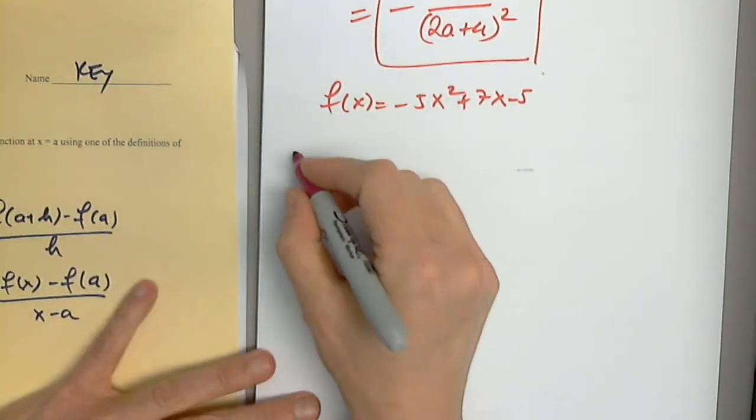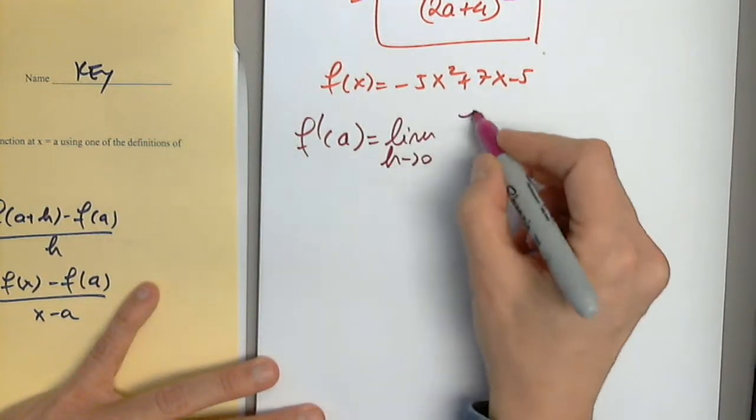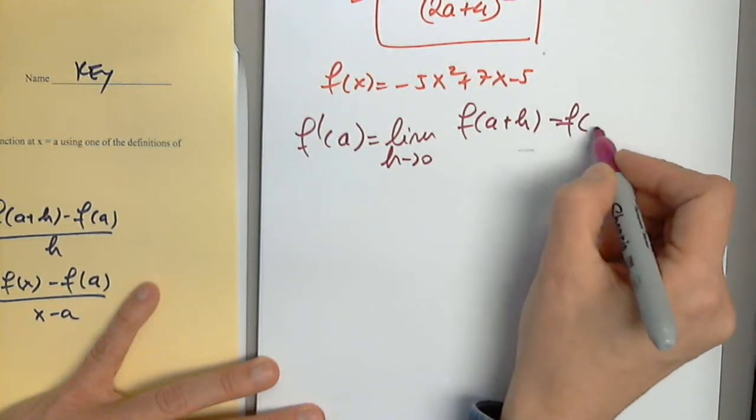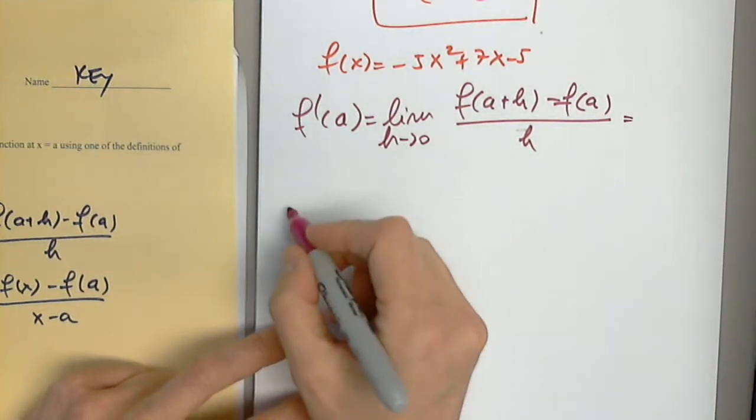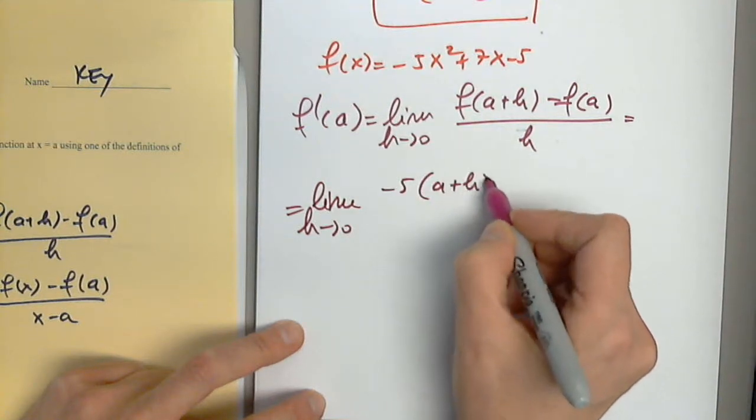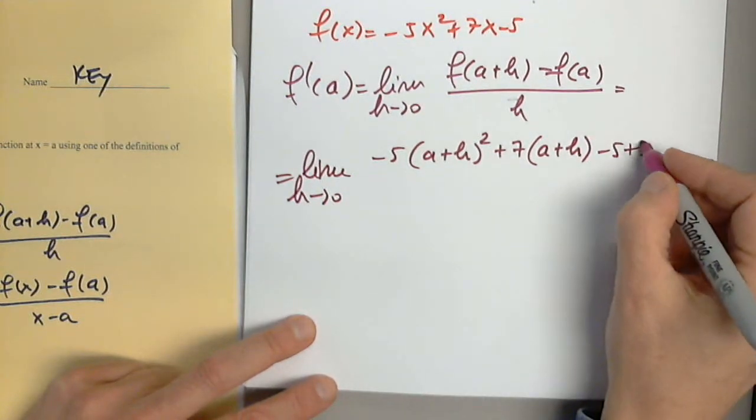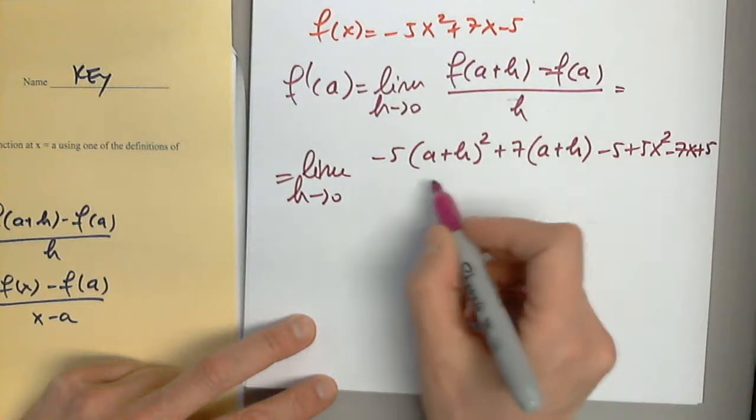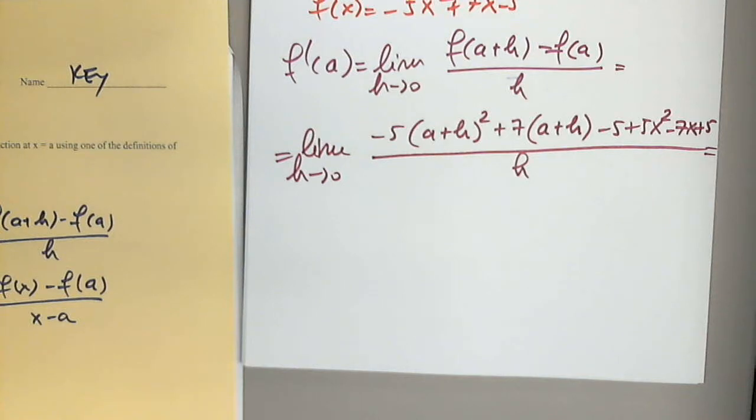Okay. So then we have f prime of a. We have to write the definition we use: limit as h approaches 0 of f of a plus h minus f of a, divided by h. I have to present the definition, write the definition, so anyone who reads my work will understand what I'm trying to do. Good. So then limit h approaches 0, negative 5 times a plus h squared plus 7 times a plus h minus 5, but plus 5a squared minus 7a and plus 5. Is that okay so far?